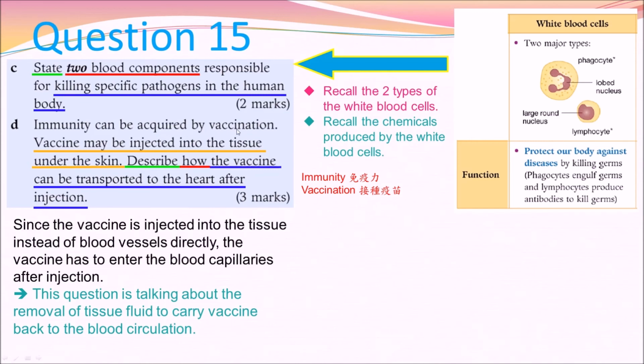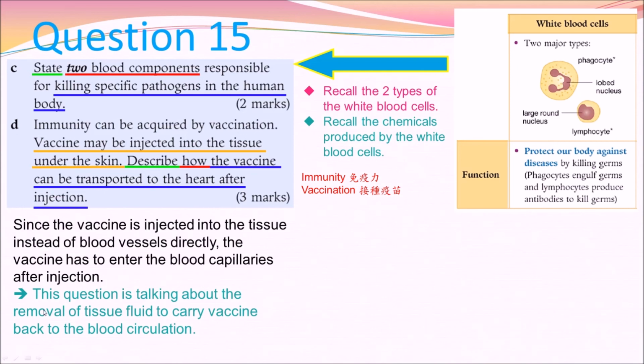Vaccination means we inject the vaccine into the body, and then we gain the ability to fight against the pathogens. That's the concept of immunity. Immunity is the ability to fight against the pathogens. The vaccine may be injected into the tissue under the skin. So the vaccine is injected into the tissue fluid instead of directly into the blood vessels. That's why later on the vaccine must go back to the blood capillaries after injection.